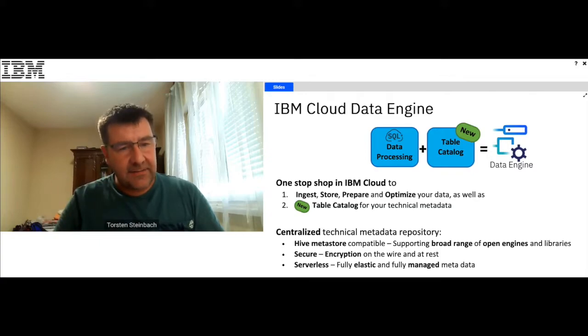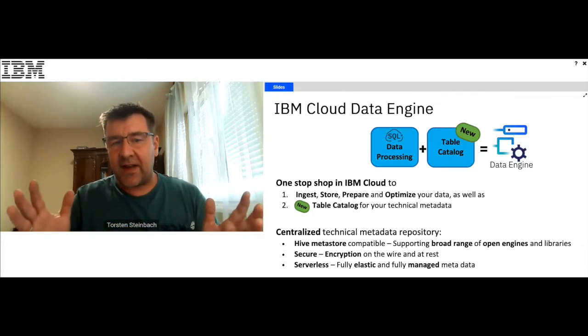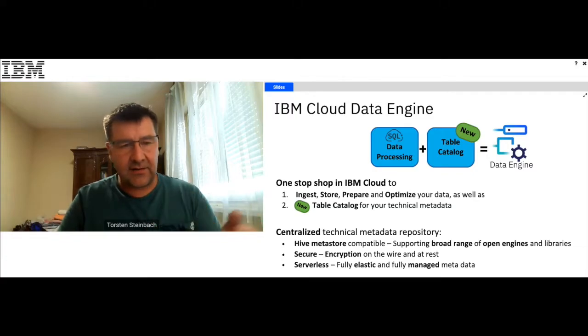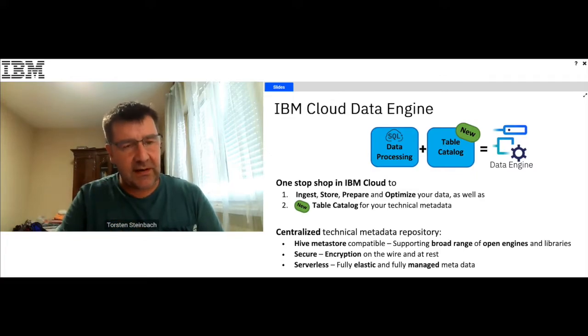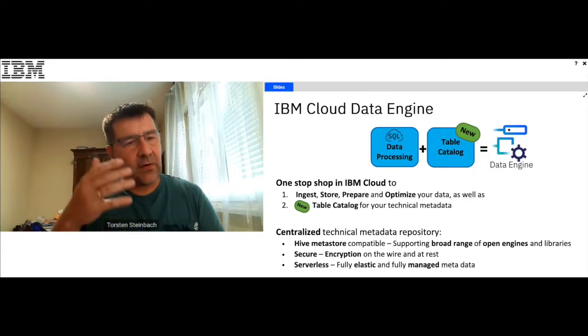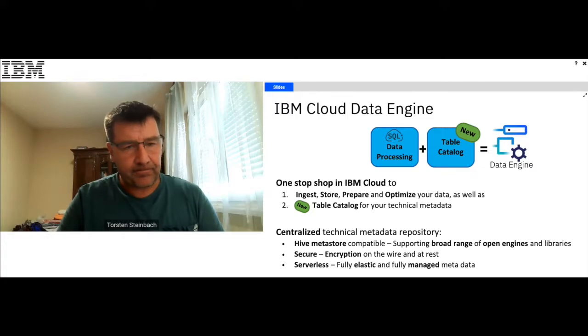so that then it can be analyzed. This built-in table catalog is fully compatible with the Hive Metastore, which makes it usable with a broad set of engines that you can use to connect to and use this metadata. Because it's provided as a service, we also have full security in terms of encryption of this data. It's also serverless in the sense that you just pay for what you use, right? This has been true for the processing already when you run data processing, but also for the metadata, when you use it, you pay for it.